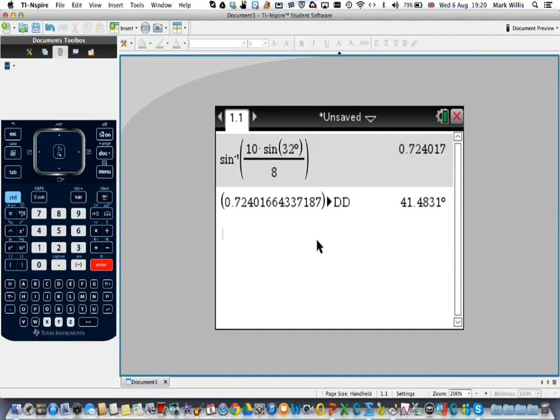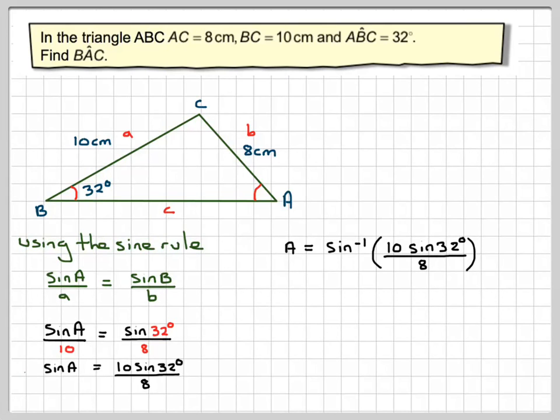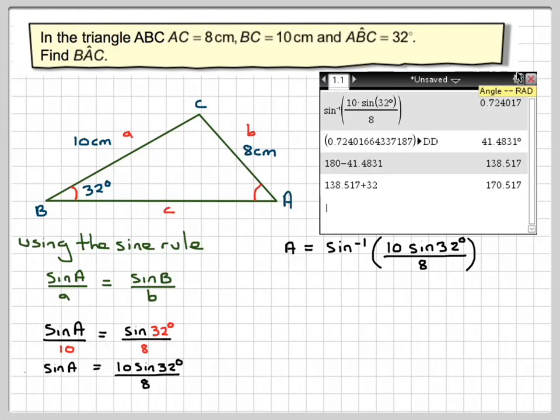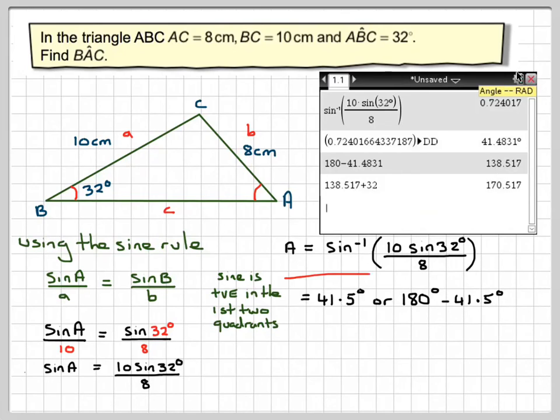Now there are two possible answers to this, because sine is positive in the first and the second quadrants. We've got a few more calculations to do. Because sine is positive in the first and second quadrants, we're going to do 41.5, or we have to check 180 minus 41.5. So what I've done here is 180 minus 41.5. The only disadvantage when you're working in radian mode here is that you cannot use the answer function, so you have to actually type this in. Remember that, and you get 138.517. The reason we do this is because sine is positive in the first two quadrants. So we've got two possible answers.